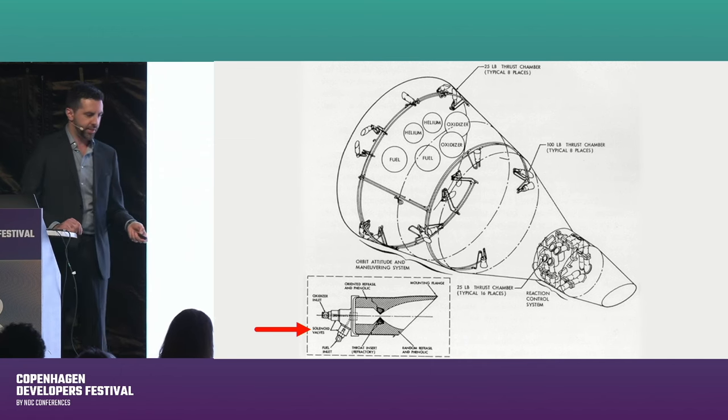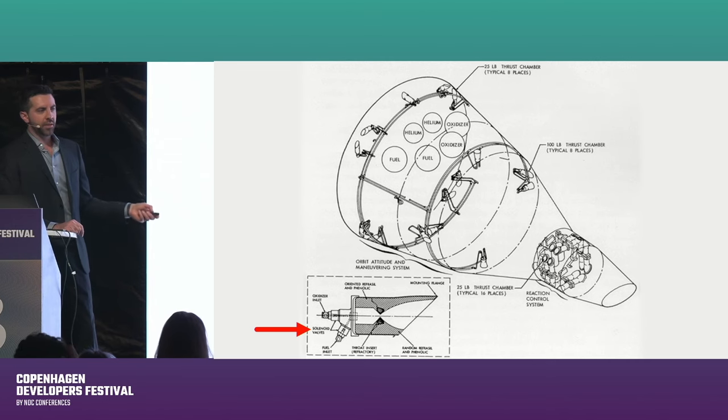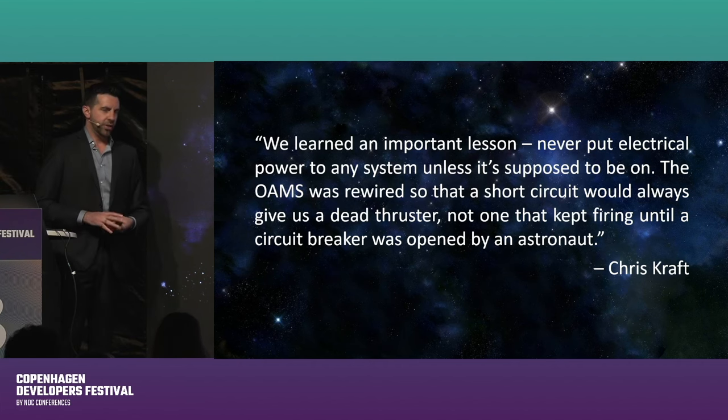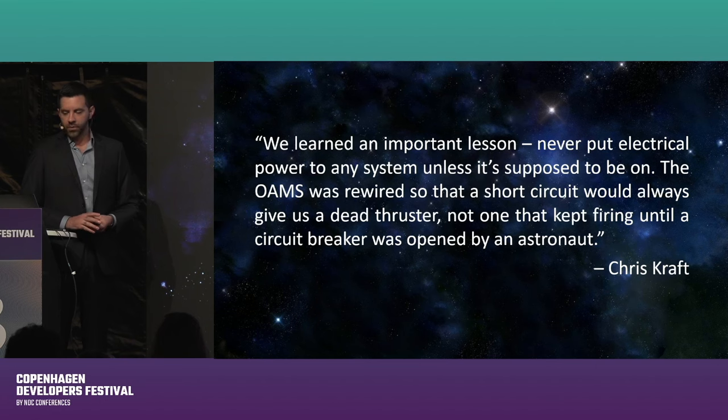But the electrical system that controlled that valve was one that, when it shorted out, provided constant current to the valve. So even though the valve was fail-closed, the system that powered it was fail-open. And that was one of the key lessons that NASA took away from it, and they changed the design in all the future flights: a system should never have electrical power if it's not supposed to be on, so that if there's a short, it doesn't just keep firing indefinitely.